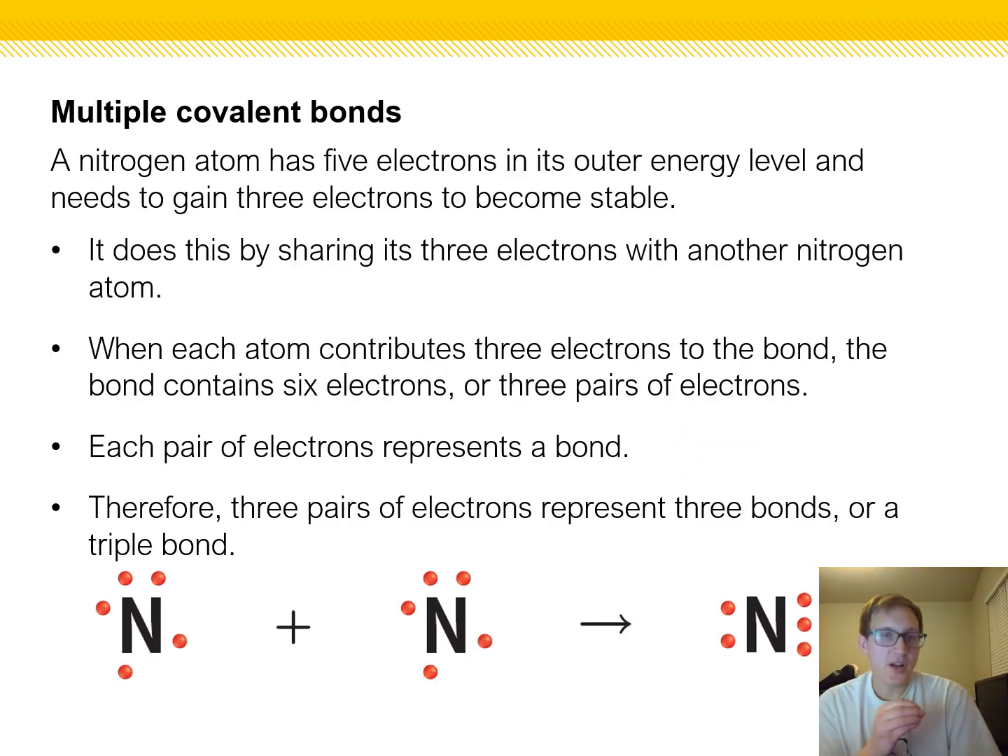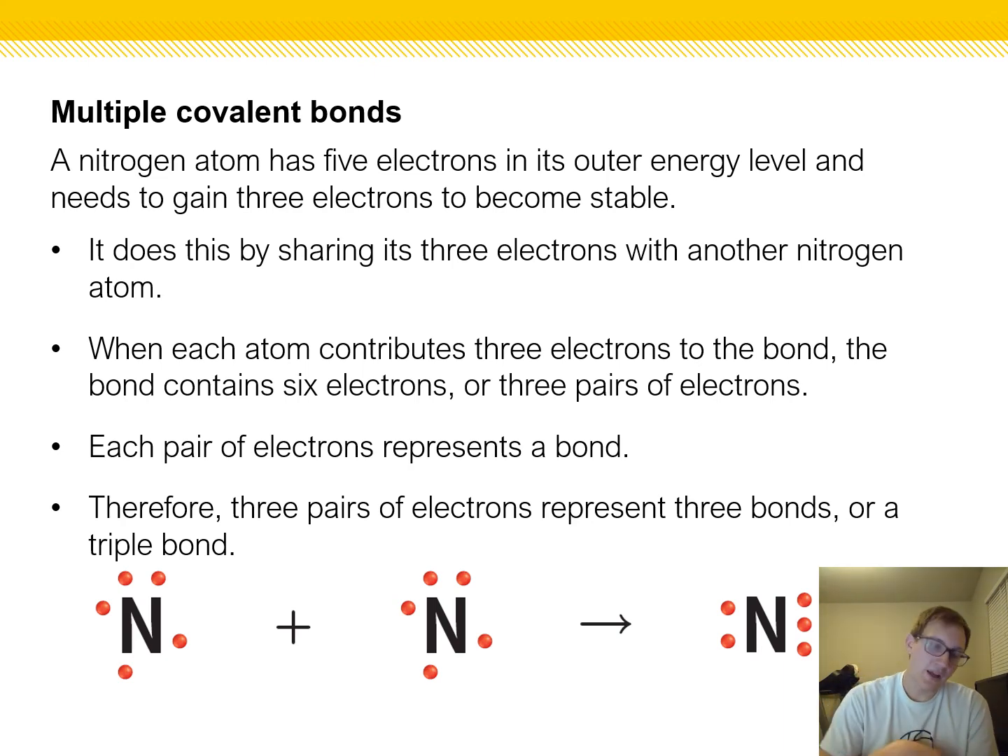Okay, a nitrogen atom has 5 electrons in its outer energy level and needs to gain 3 electrons to become stable. It does this by sharing its 3 electrons with another nitrogen atom that also has 5 in its outer energy level. When each atom contributes 3 electrons, the bond contains 6 electrons, or 3 pairs of electrons. You can see that in this image in the bottom right, where you have 3 pairs, 2, 4, 6. Each pair of electrons represents the bond. Therefore, 3 pairs of electrons represent 3 bonds, or what we call a triple bond.